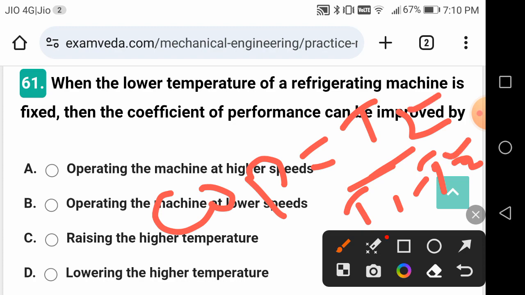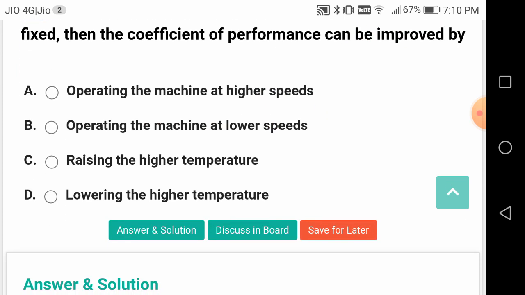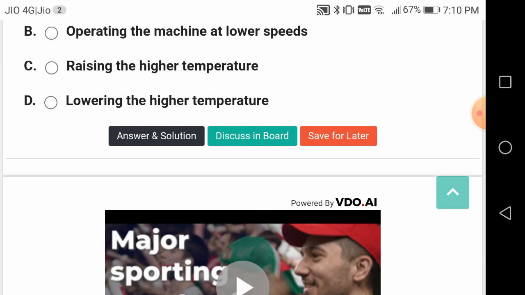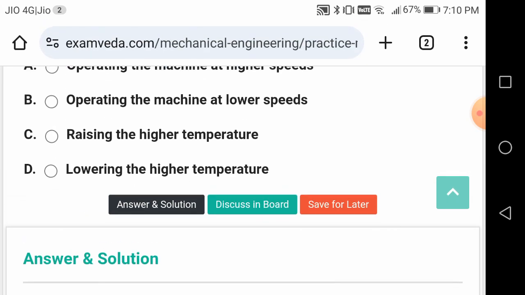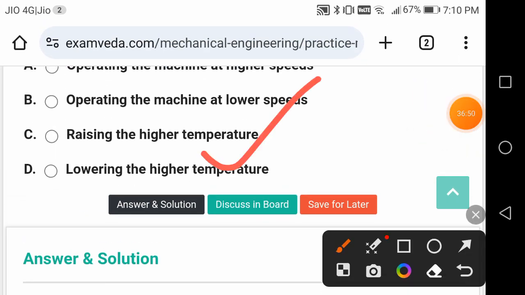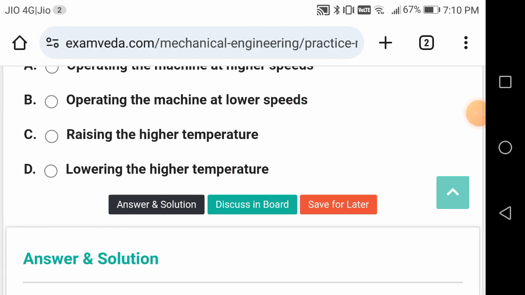So how to improve? What should you do? You should lower the higher temperature. If T1 is reduced, this difference will decrease and COP will increase.